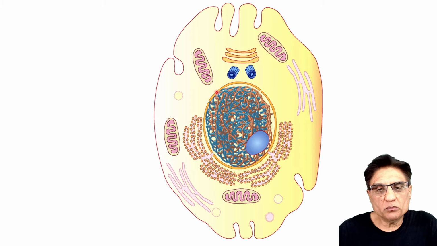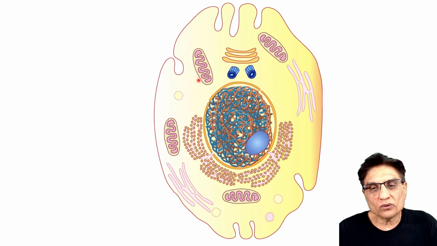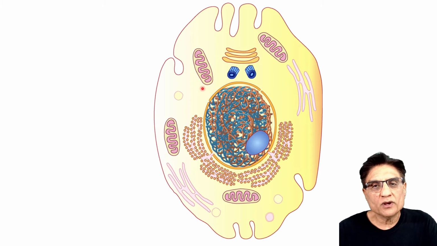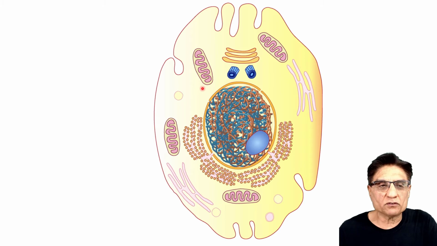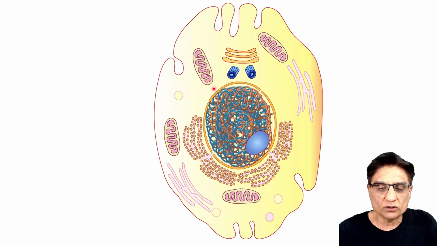Between the plasma membrane and the nucleus, there are some parts that float around in the cytoplasm in here. These parts are called organelles. The reason they're called organelles is because they function like little organs. They are not organs, but they function like little organs. They have specialized functions, and due to those specialized functions, they are called organelles.